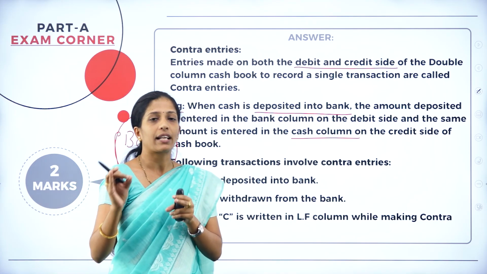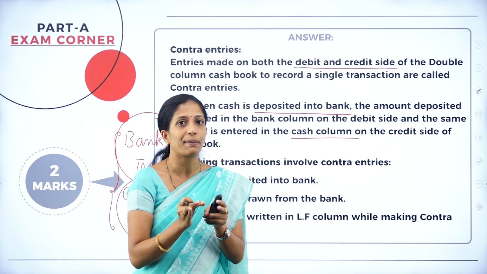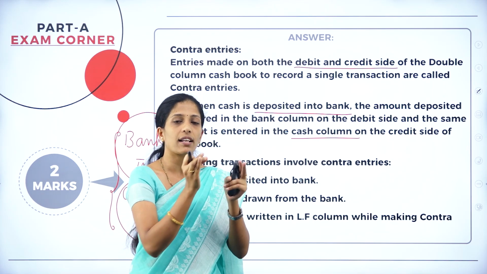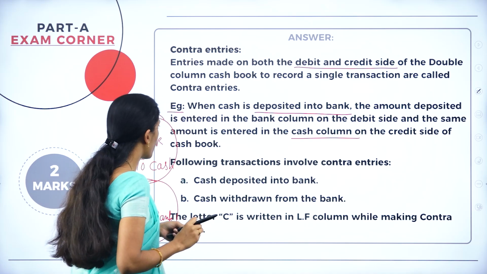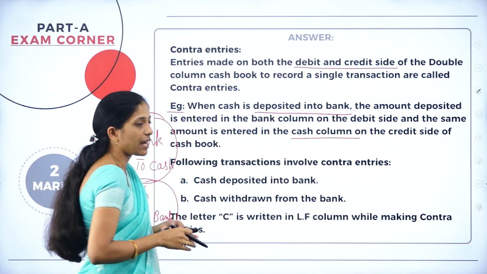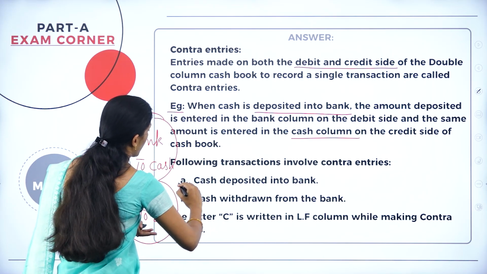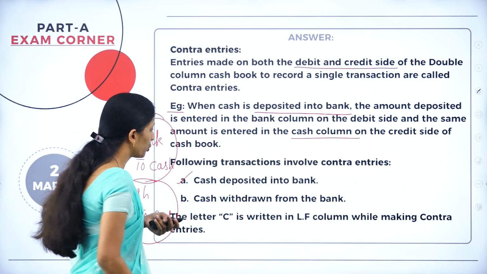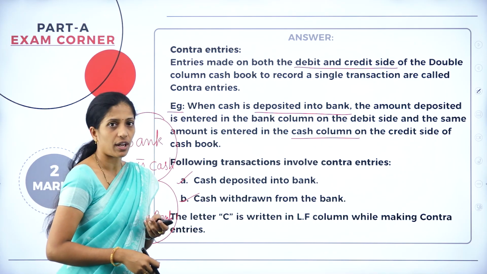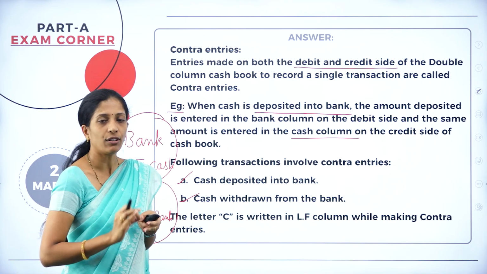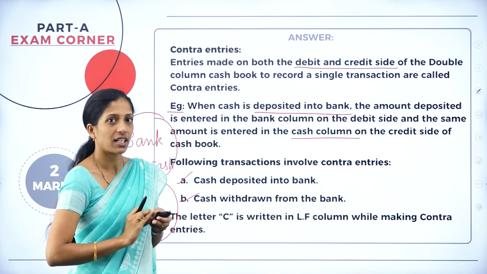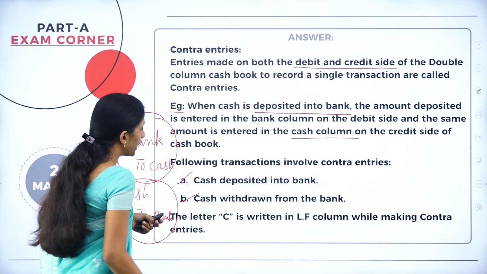So, when bank and cash column have come together in one particular journal entry, then we will record in both debit and credit side. That is called as contra entry. So, the following transactions involve contra entry. What are the examples? Cash deposited into bank and cash withdrawn from the bank. In both the cases, we will have cash account and bank account written in one particular journal entry.